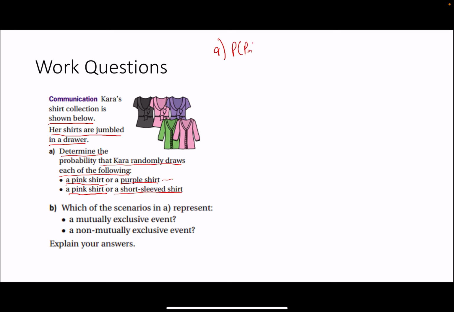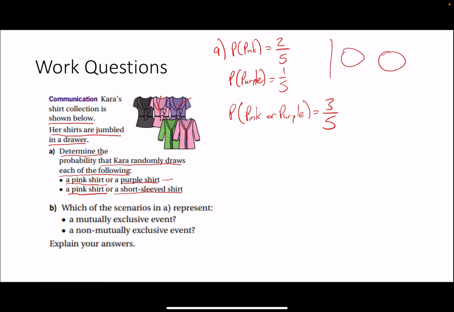probability of pink is going to be 2 out of 5, she's only going to take 1. And the probability of purple is 1 out of 5. So the probability of pink or purple is equal to 3 over 5. Okay? Because it's mutually exclusive. You cannot be a pink shirt and a purple shirt.